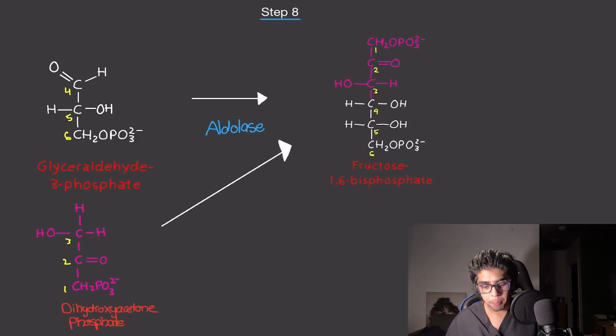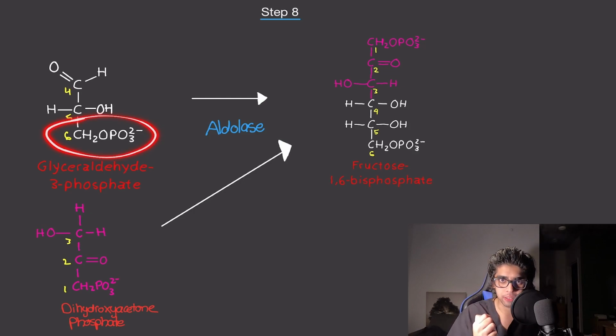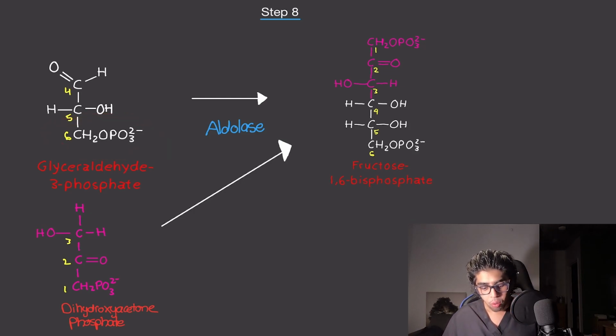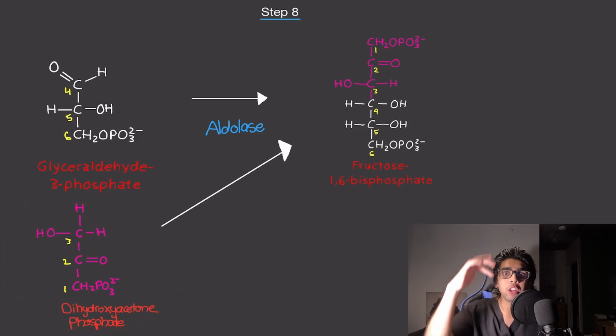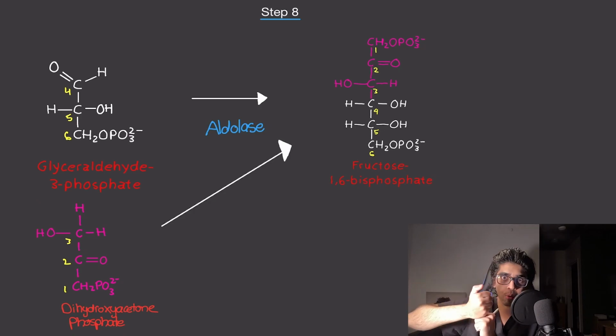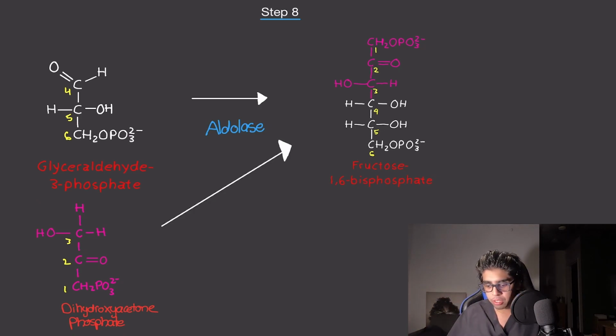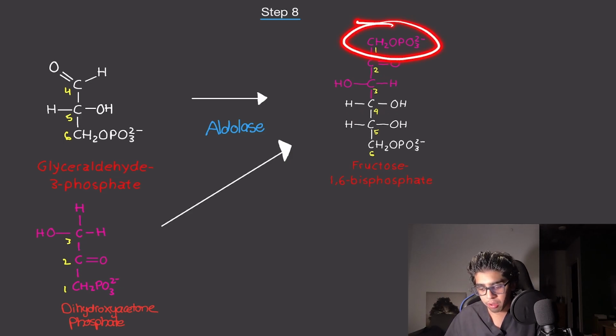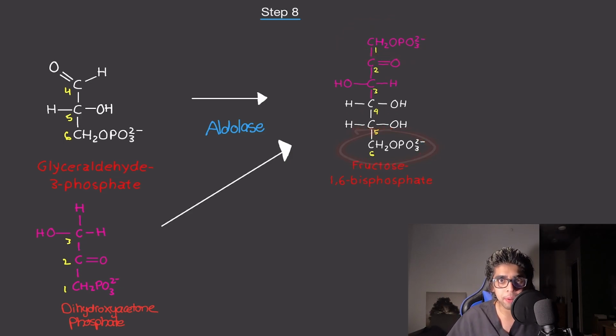Now the phosphates on both molecules are going to be the tails. So we're going to put the alcohol, the dihydroxyacetone phosphate, on the top, and then the aldehyde is going to sit underneath it and join. It's going to join between carbon number 3 and carbon number 4. So the phosphate groups sit on top and on bottom. Those are going to be carbon number 1, and then carbon number 6 will be the other phosphate.